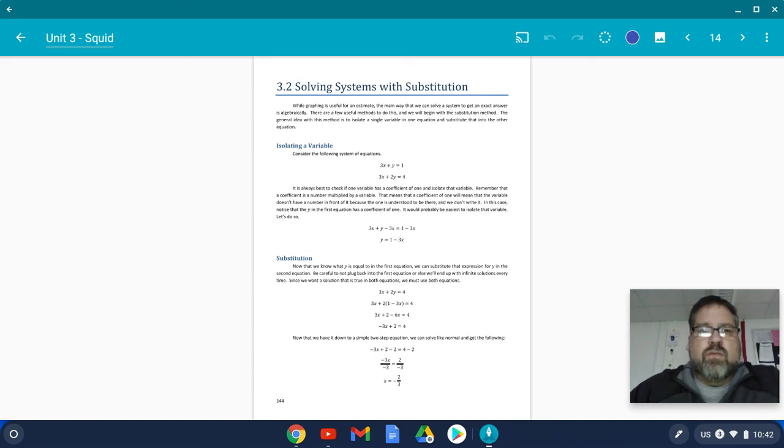Today we're going to be talking about 3.2, solving systems of equations by substituting. We are going to do the reading and highlighting. Let's go to work.